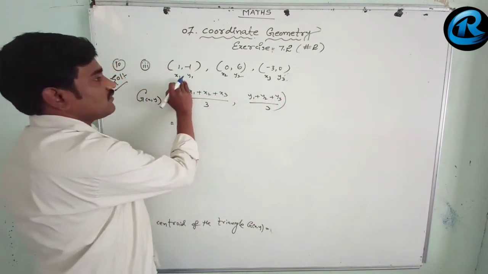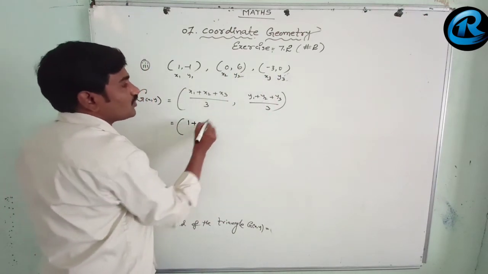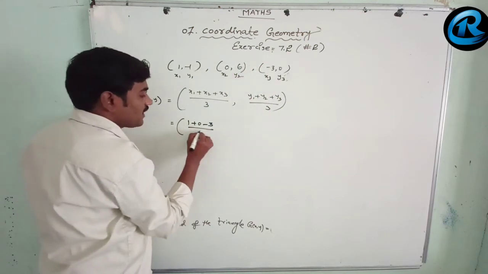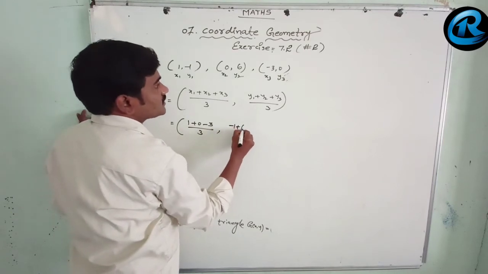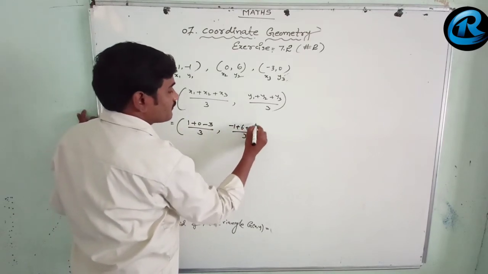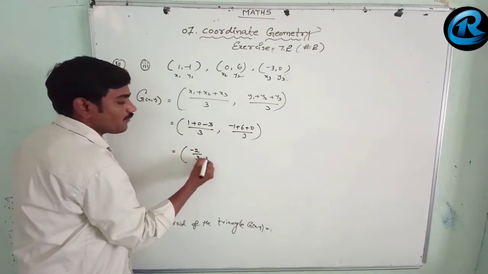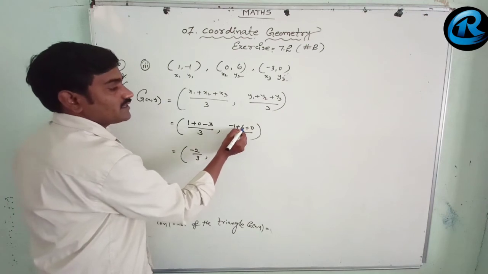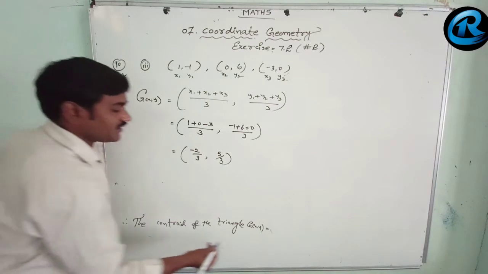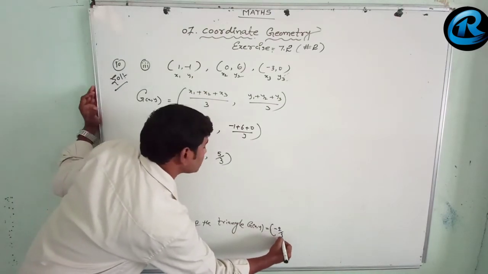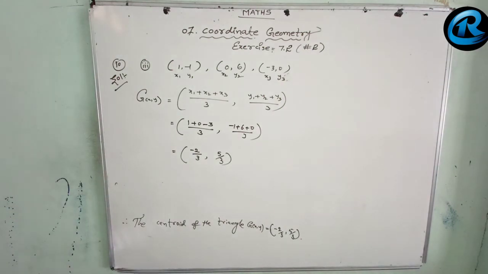Here x1 is 1, x2 is 0, x3 is minus 3. So 1 plus 0 minus 3 by 3, comma, y1 plus y2 plus y3 is minus 1 plus 6 plus 0 by 3. So here 1 minus 3 is minus 2 by 3 and 6 minus 1 is 5 by 3. It cannot be simplified again. The centroid is (minus 2 by 3, 5 by 3).